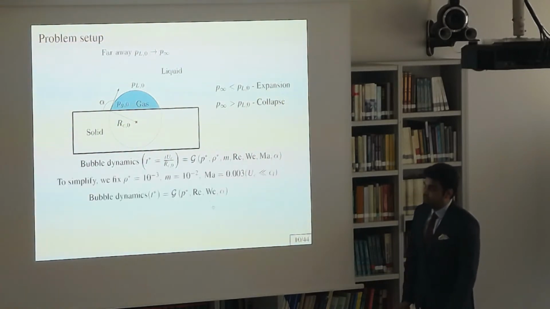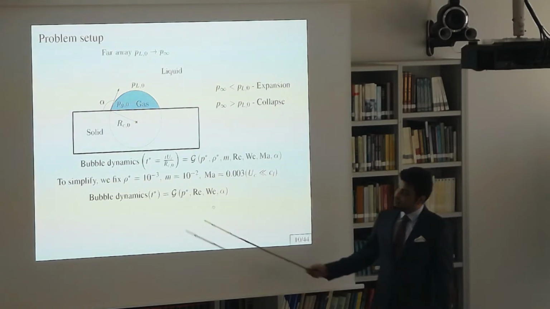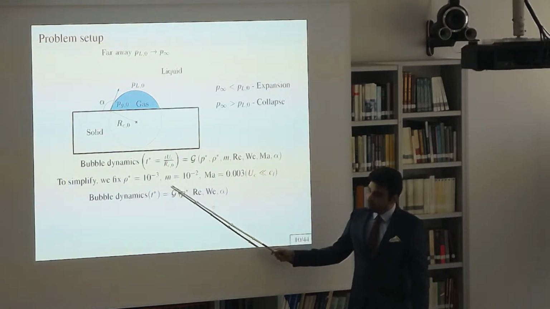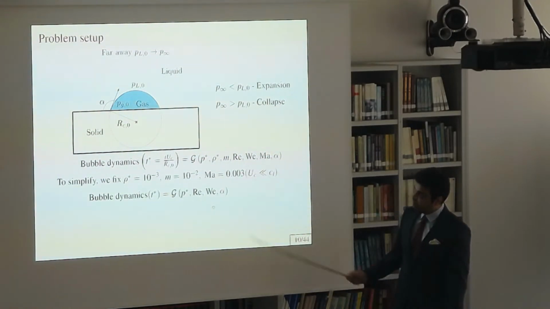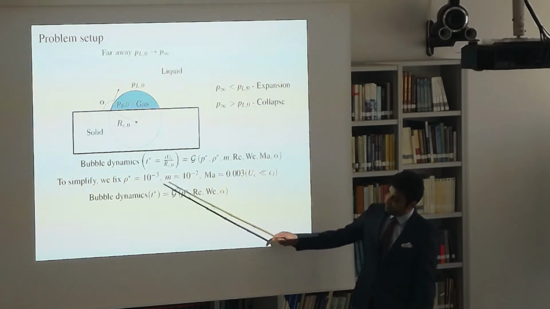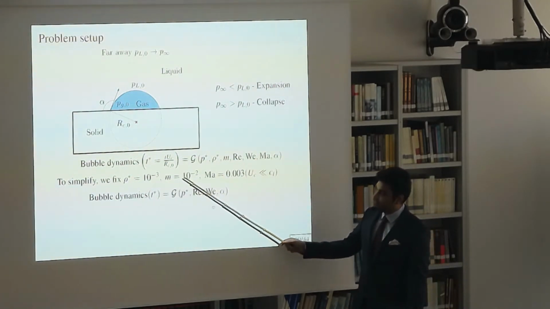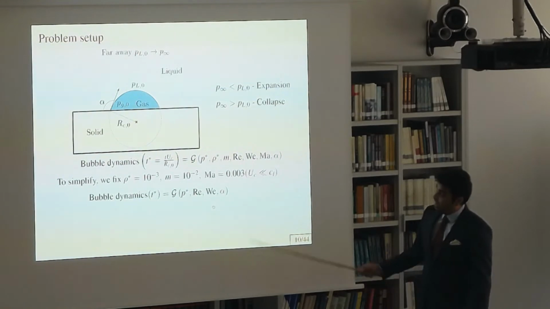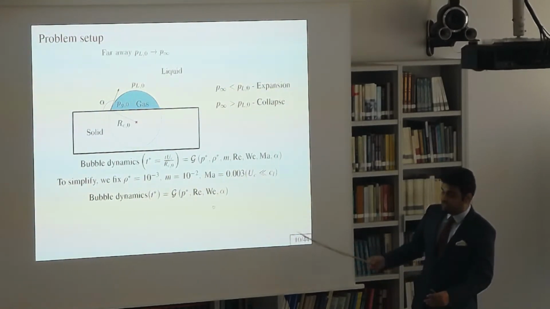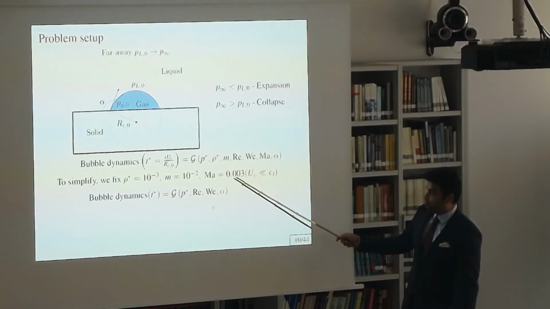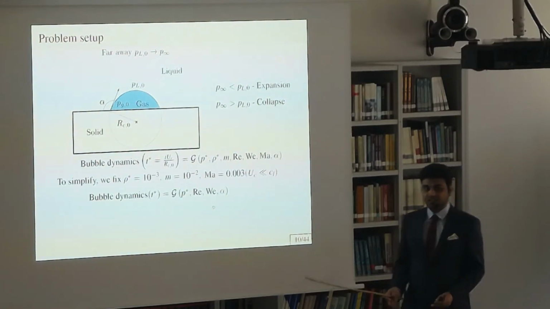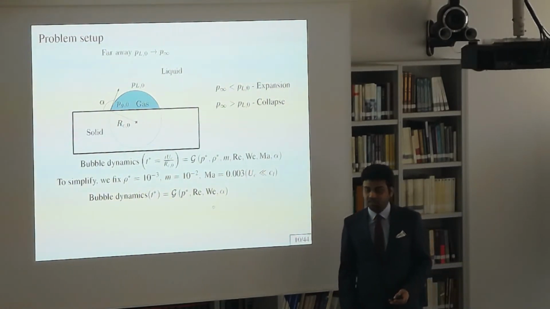We can further simplify if we assume that the density ratios and viscosity ratios are less important, and we fix these parameters to 10^-3 and 10^-2, and we restrict ourselves in low Mach number regime where the collapse velocity is much smaller than the speed of sound in the liquid phase.